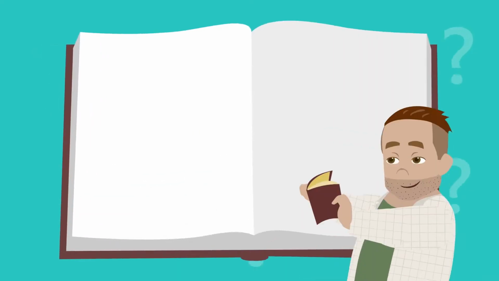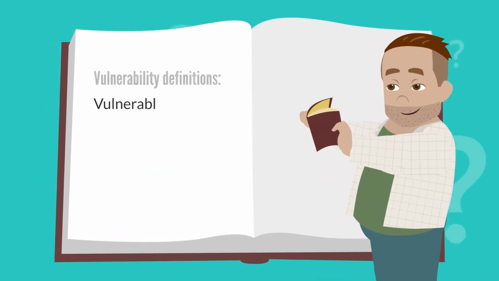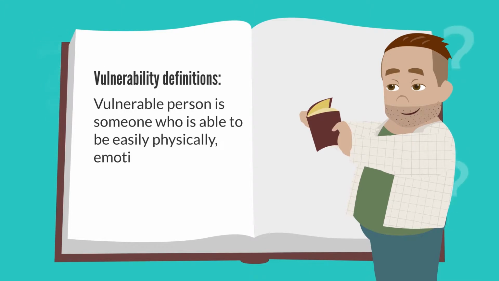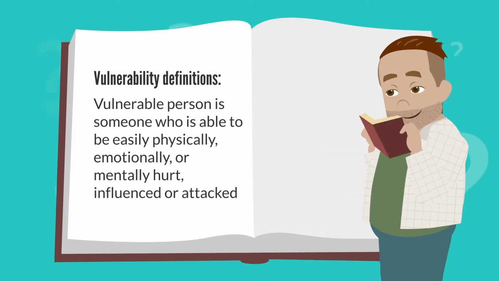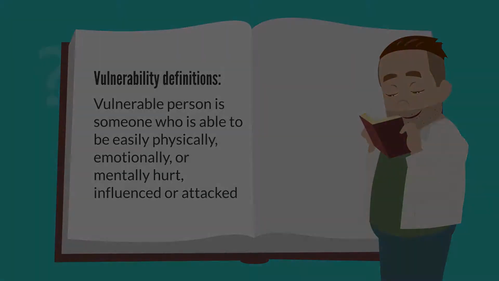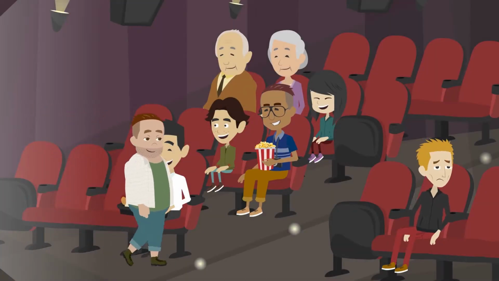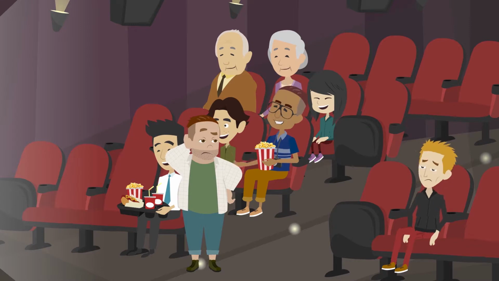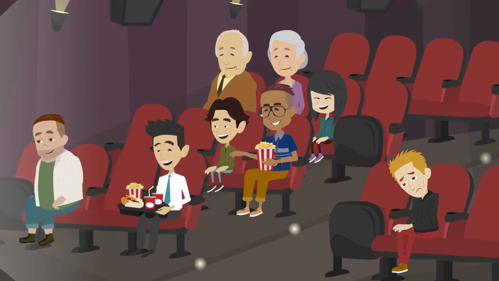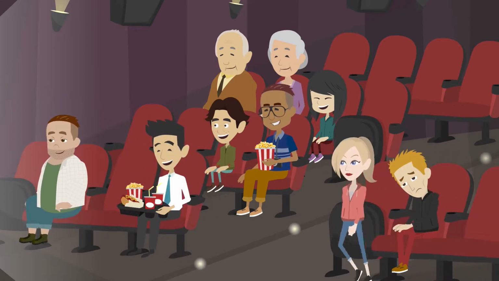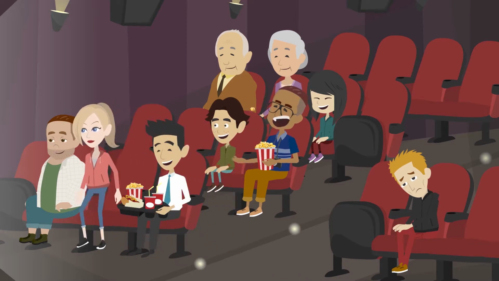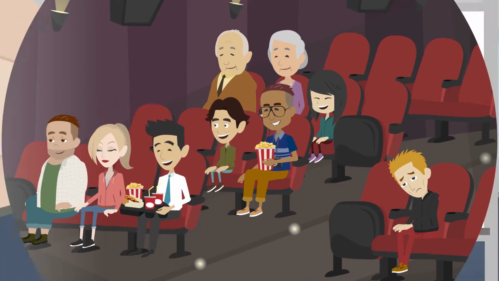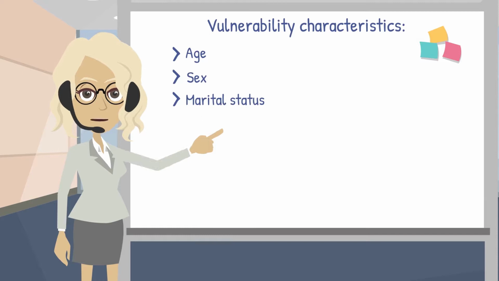Keeping records. According to the Cambridge Dictionary, someone who is vulnerable is able to be easily physically, emotionally, or mentally hurt, influenced, or attacked. People are hurt, influenced, or attacked often because assumptions are made about them, or they are judged because of certain characteristics that apply to them. For example, because of their age, sex, or marital status.